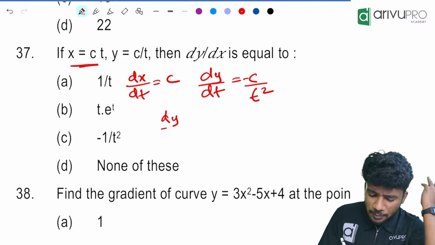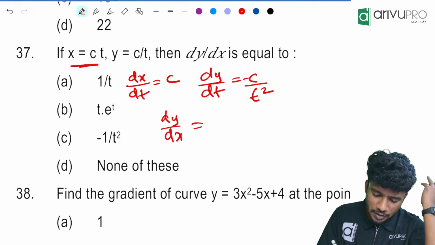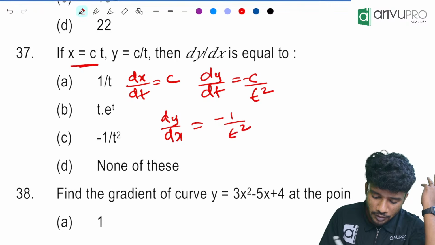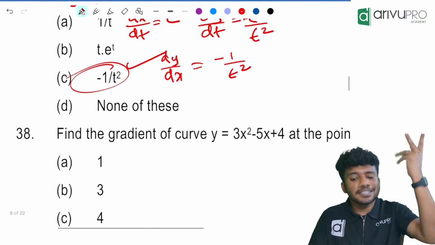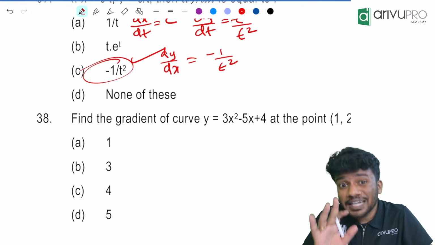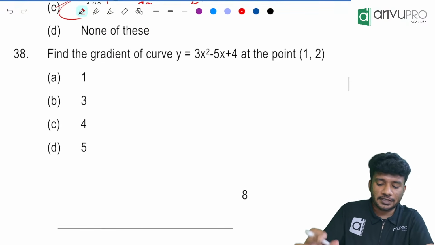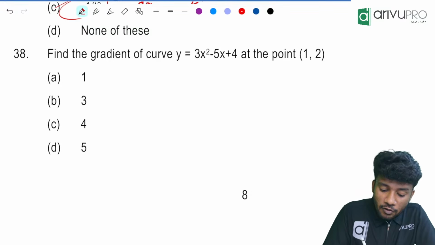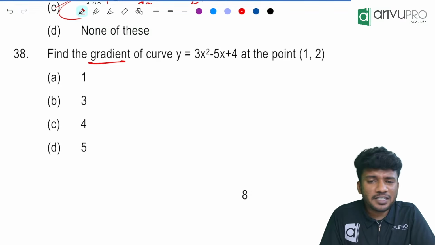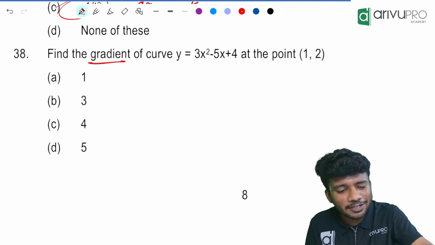So what is dy by dx then? Here c and c will get cancelled out. What is remaining? Minus 1 by t square will remain. Option C is your answer. Direct question, and I am telling you there will be a question based on parametric differentiation for your examination. No matter what, find the gradient. Gradient means we should take the derivative directly and go for it.